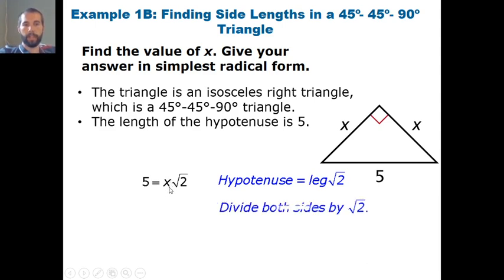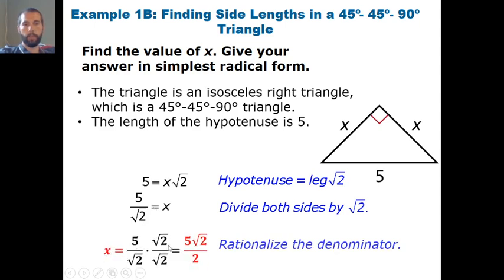So we just divide both sides by the square root of 2, and we end up getting 5 over the square root of 2. But just like we did in the warm-up, we can't have an irrational number in the denominator, so we have to rationalize that by multiplying the top and bottom by the square root of 2. So when we do that, we end up getting 5 square root of 2 over 2, and that's our simplest radical form. We can't reduce this anymore. 5 and 2 don't reduce at all. You would get a decimal, and the denominator is a rational number, so that's our final answer.